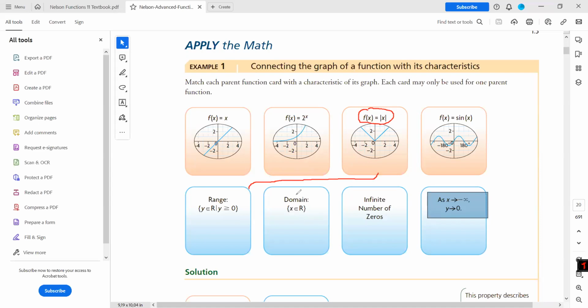Great. Now the second one, domain x an element of all real numbers. So let's take a look at it. So domain x an element of all real numbers.